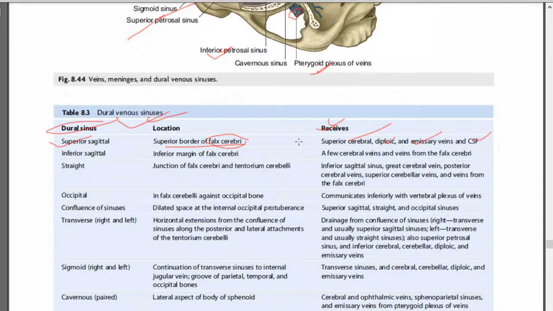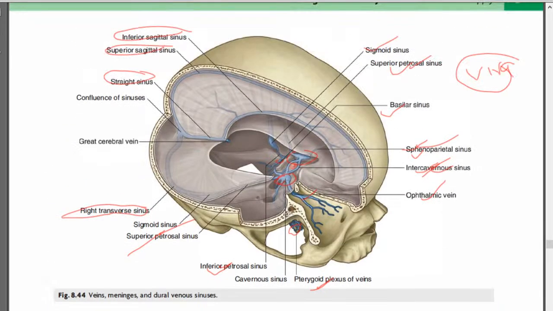Inferior sagittal sinus, inferior margin of the falx cerebri. Straight sinus, at the junction of the falx cerebri and tentorium cerebri. The tentorium cerebri is also a part of the dura mater, and at the junction there is the straight sinus. The inferior sagittal sinus drains into the great cerebral vein, posterior cerebral veins, superior cerebral veins, and from the falx cerebri as well. Occipital sinus, in the falx cerebri. What is the occipital sinus?